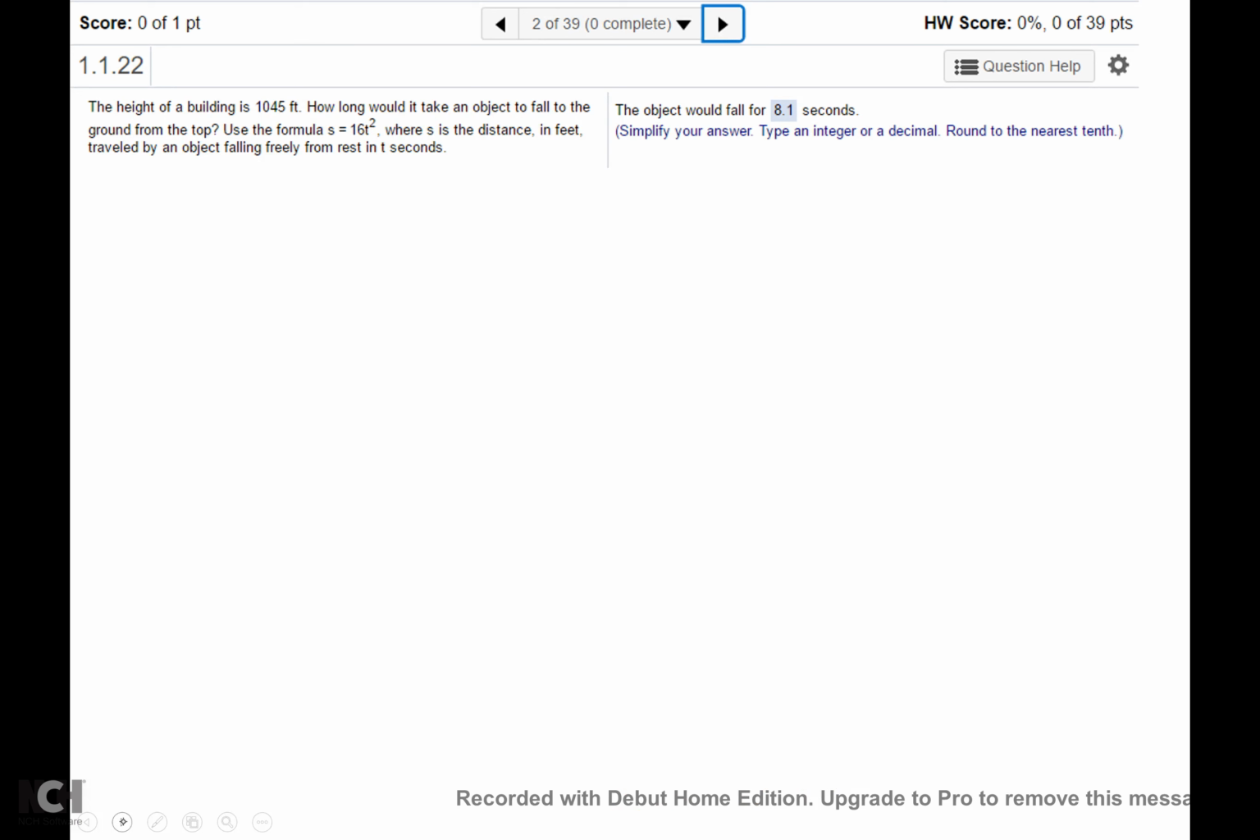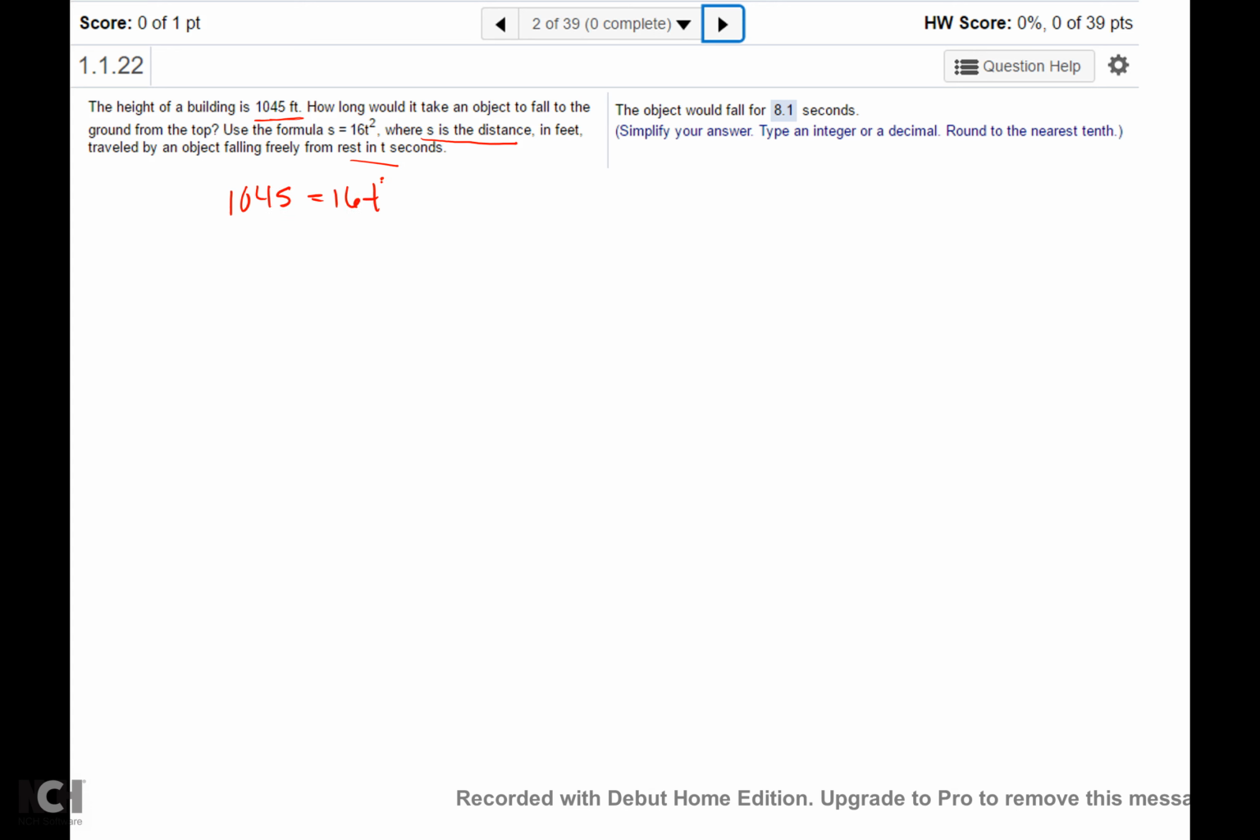Okay, next it says the height of the building is 1,045 feet. How long will it take an object to fall to the ground from the top? It says use the formula s equals 16t squared, where s is the distance in feet traveled by an object falling freely from rest in t seconds. So s is the distance and t is time. They're giving me a distance. The height of this building is 1,045 feet, and that's where you're dropping the object from. So they're telling you to make s 1045.